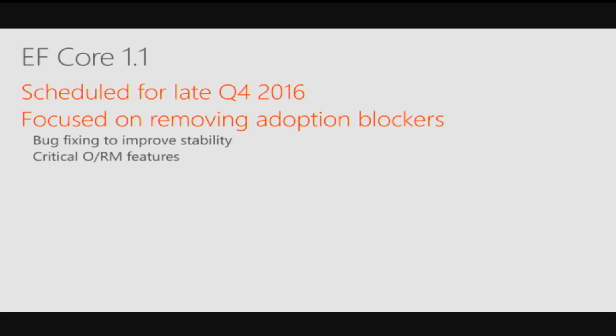So EF Core 1.1, it's coming out soon, later this year. The main focus for our team has been on bug fixing. Obviously a V1 product, you don't get to fix every bug before you ship, so we're focused on that. We have fixed a lot of bugs. I can't remember the exact count off the top of my head, but I'm sure it's over 100 by now, bugs in that release. We're also adding back some of the critical ORM features that weren't present in V1. So I'll go to my next slide.